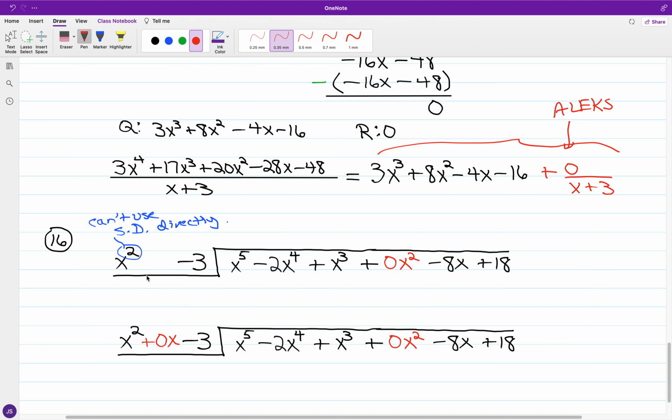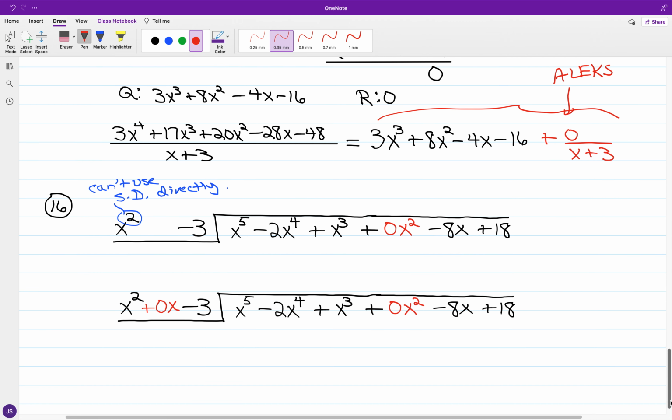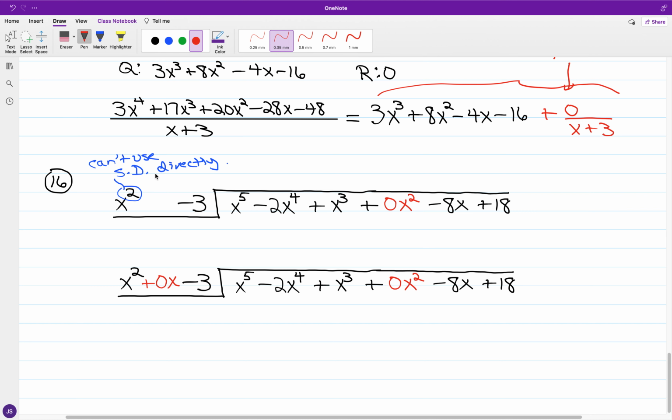So you have x squared minus 3, or 0x in the middle: x squared plus 0x minus 3. Still the same problem. Now, again, I cannot use synthetic division directly, so I'm limited right now exclusively to the use of long division. Looking at the leading terms, I have x squared into x to the fifth, so this will go x cubed times.